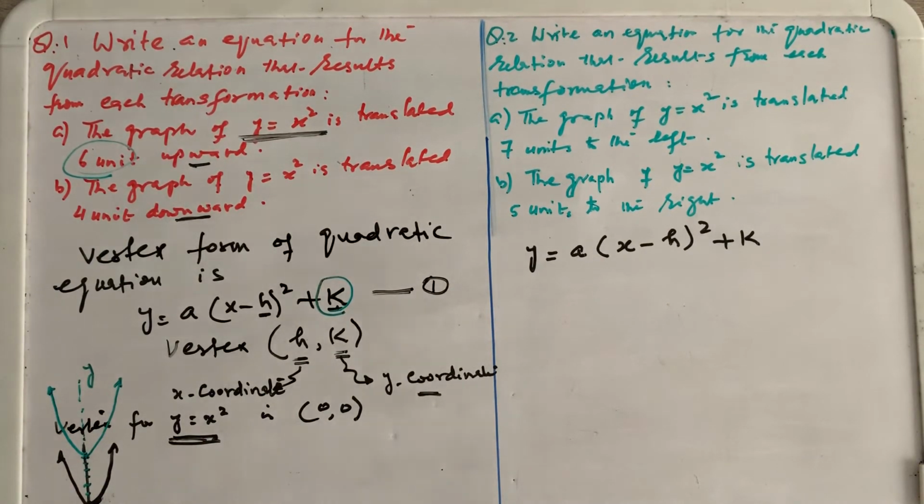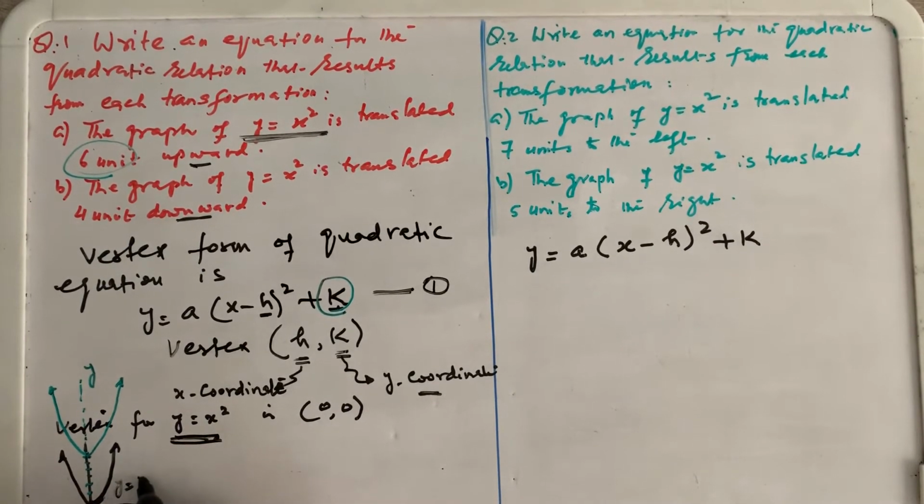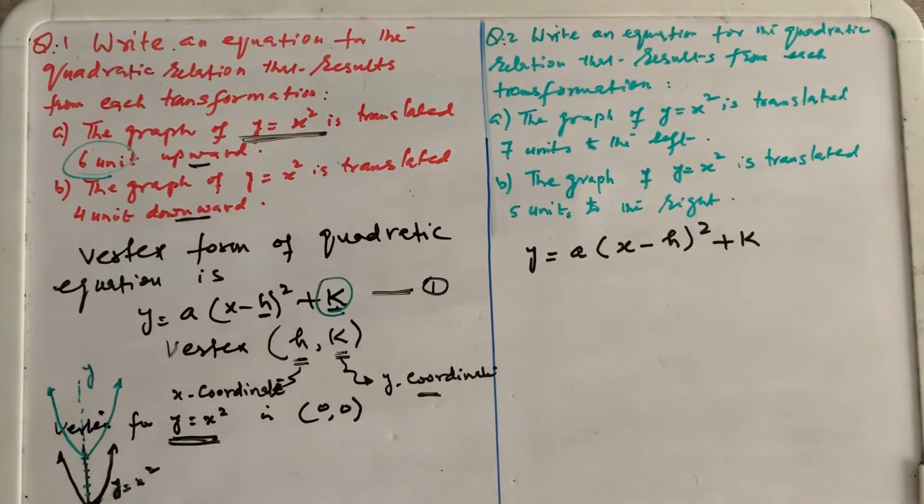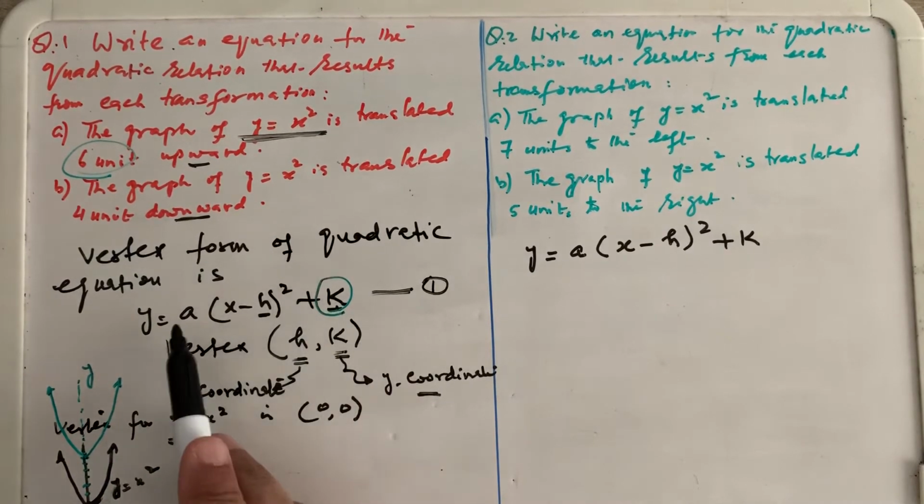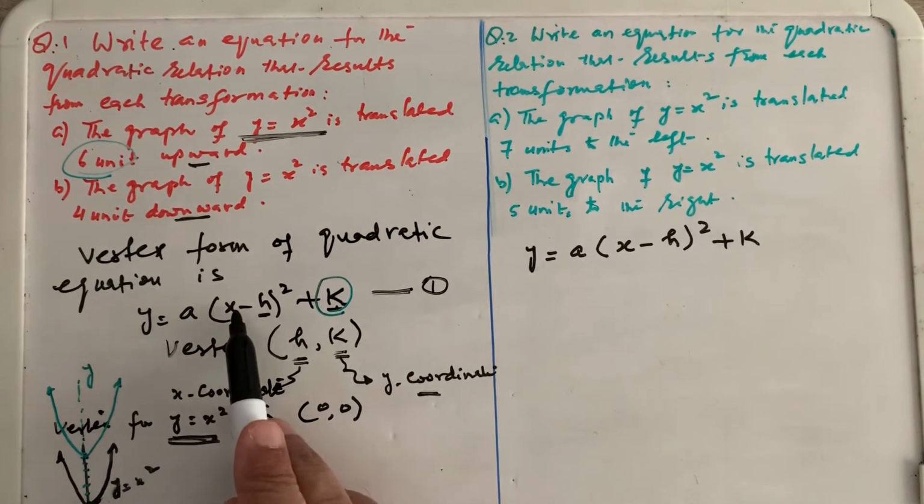We learned that this equation, black parabola, is y is equals to x square. And now I am saying, why is it y is equals to x square? Because there is no h and k value. If you put h is 0, k is 0, a is 1, you have y is equals to x square.